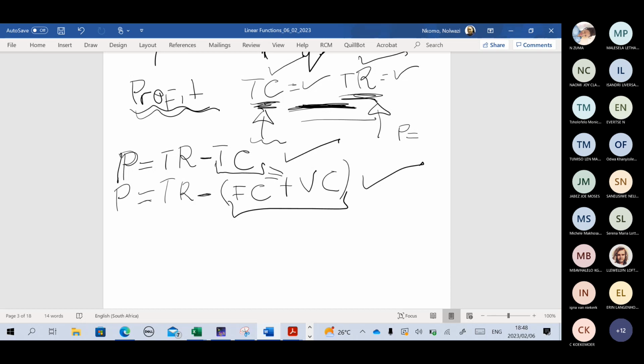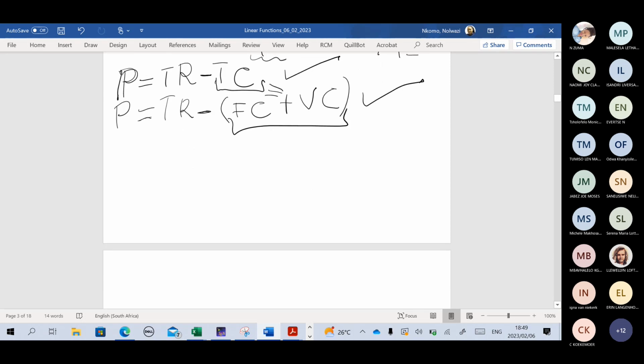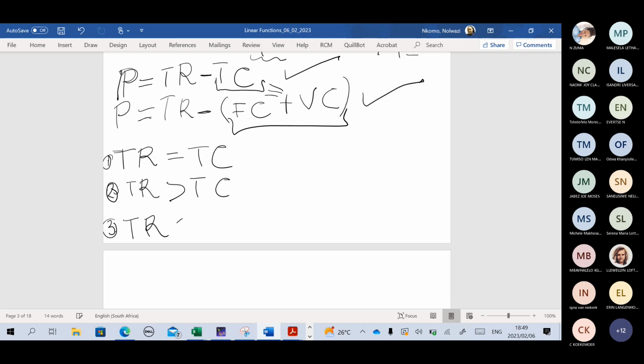You need to know 3 things about the profit. We have 3 cases. Case 1 is when the total revenue is equal to the total cost. Case 2 is when the total revenue is greater than the total cost. And the third case is when the total revenue is less than the total cost.